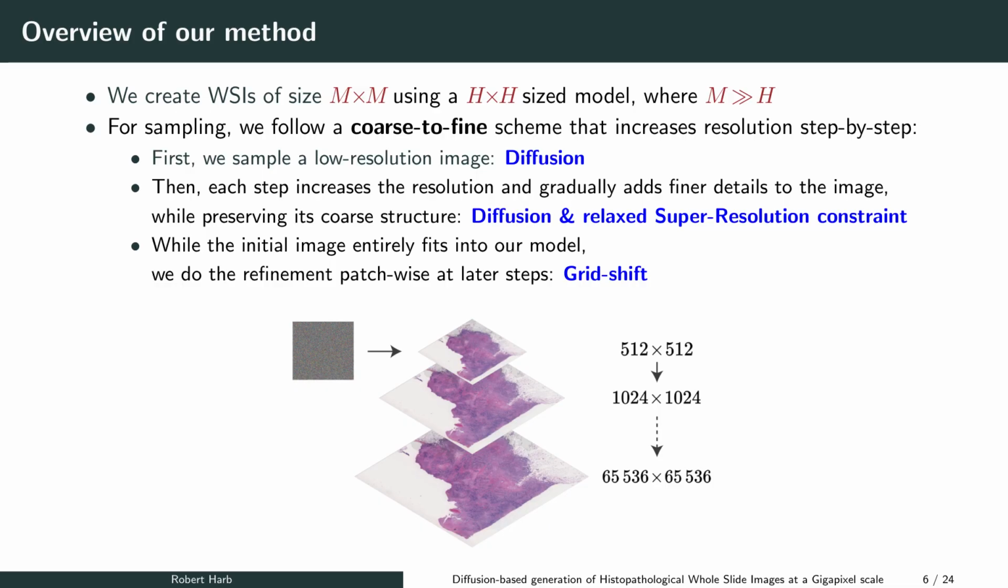Since we cannot generate images of such high resolutions directly with a single model, we instead follow a coarse-to-fine sampling scheme where we stepwise increase the resolution. In particular, we first use a diffusion model to sample an initial low-resolution image. In further steps, we then add a relaxed super-resolution constraint to the diffusion model. This allows us to add finer details while at the same time preserving the coarse structure of images. Even though we do this patchwise at later steps, we avoid stitching artifacts by using a novel technique, grid shift.